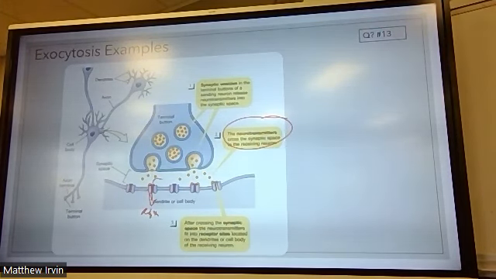And so it may take several nerve impulses to release enough neurotransmitters to transmit the signal to the next cell.